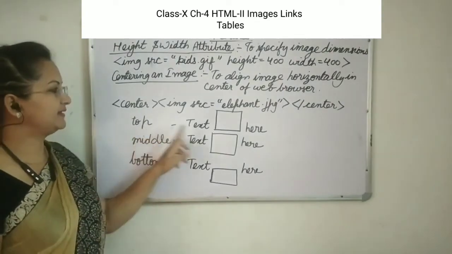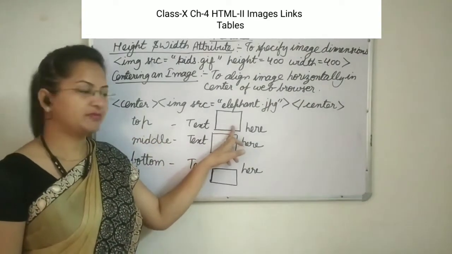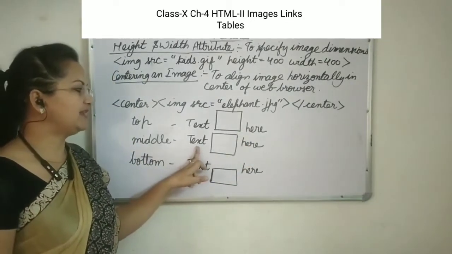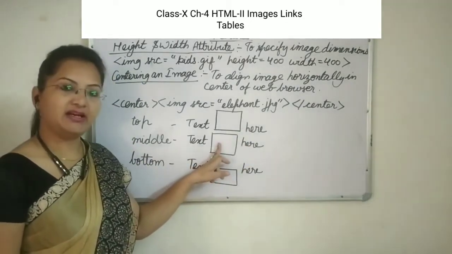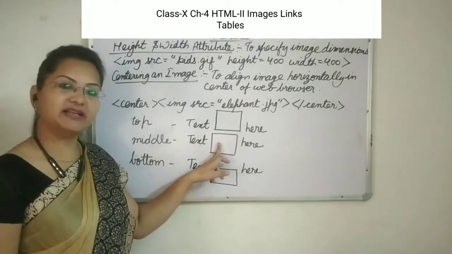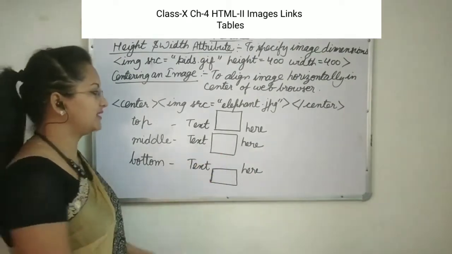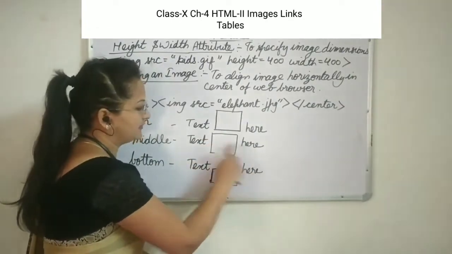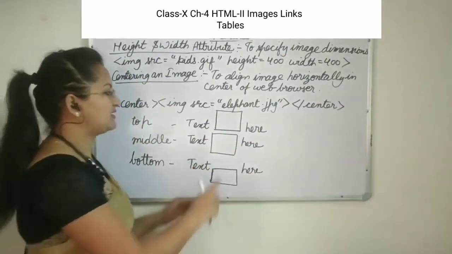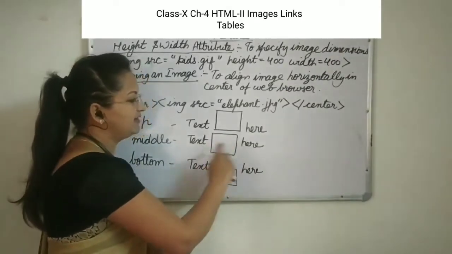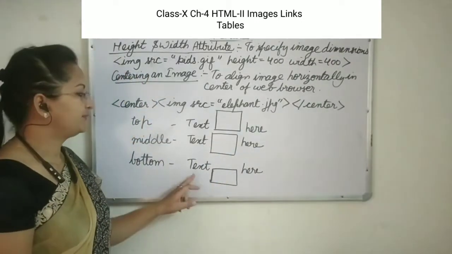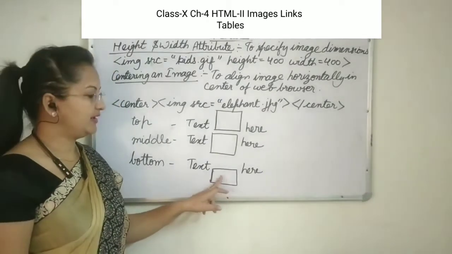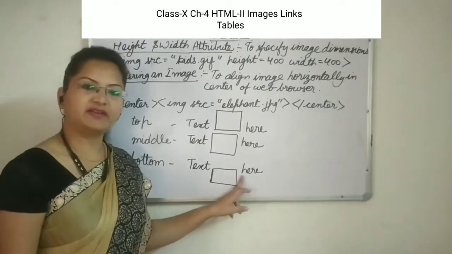Top means the image will be at the top, meaning the text will be aligned at the bottom of the image. Then here middle means the text will be aligned in the middle, vertically in the center. You can see the text here is exactly in the center, or the image, we can say, is vertically in the center and in line with the text also. Now here we can see the bottom-aligned example. Here the text is aligned at the top of the image.